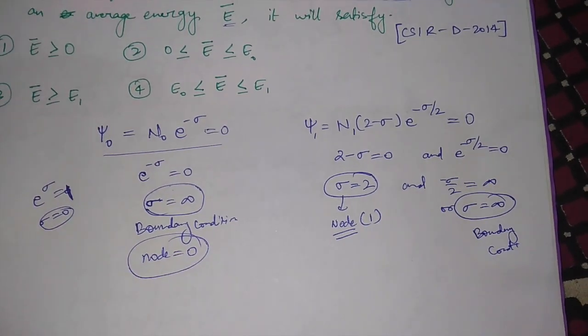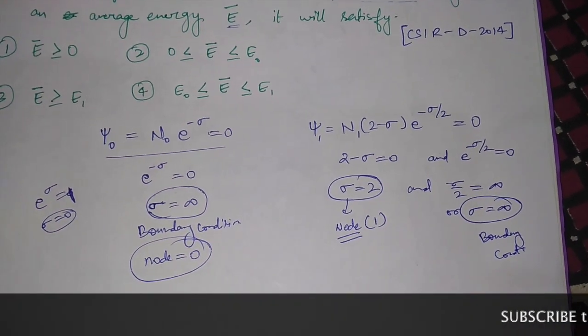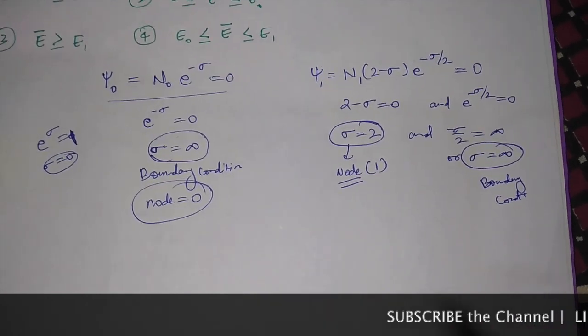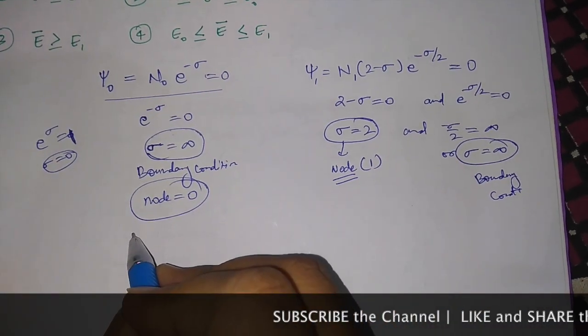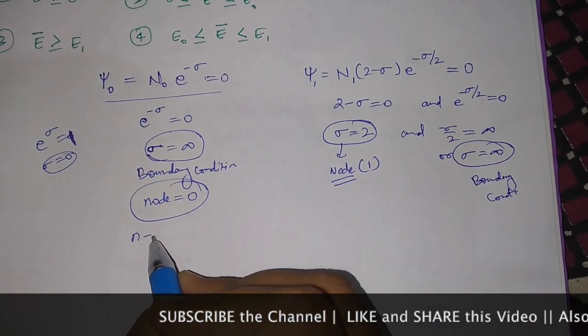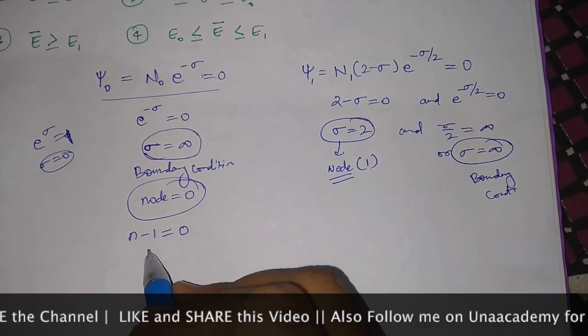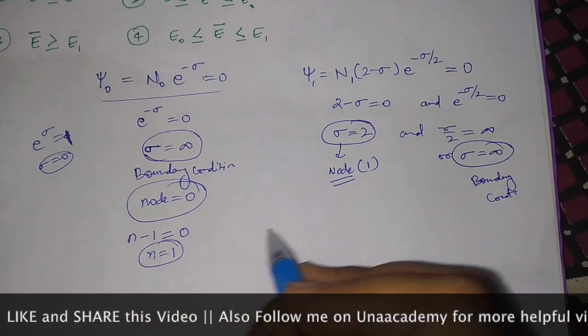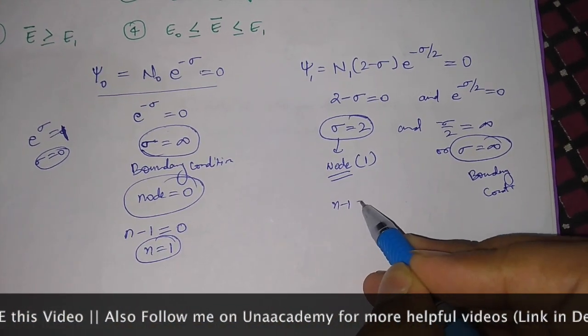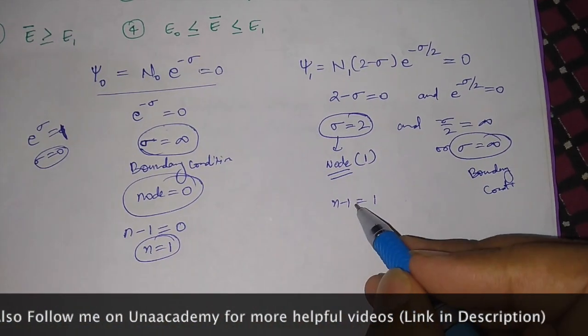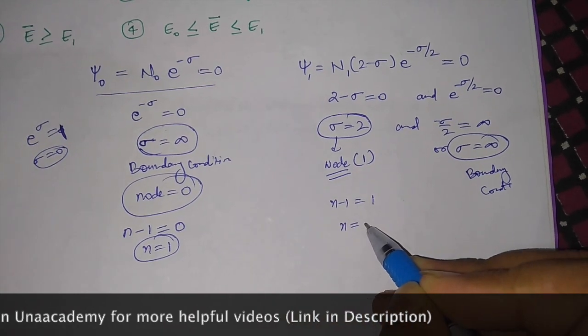Now with the help of that you can find out the energy term. We have a formula: n minus 1 equals the number of nodes. Since we have 0 nodes over here, n equals 1. And for the excited state, n minus 1 equals 1 because we got one node, so the value of n will be equal to 2.